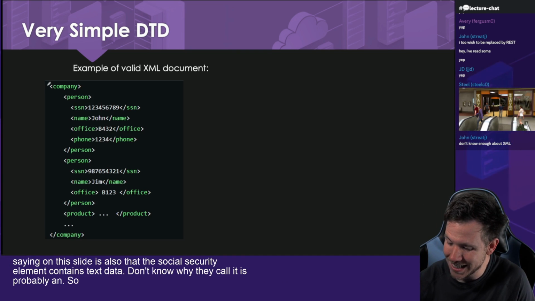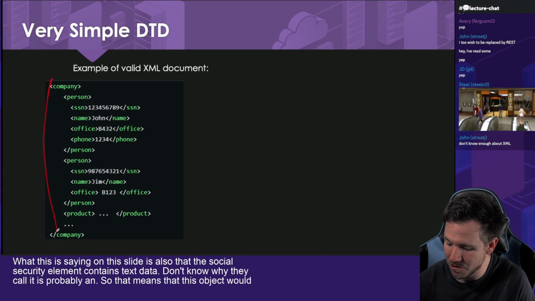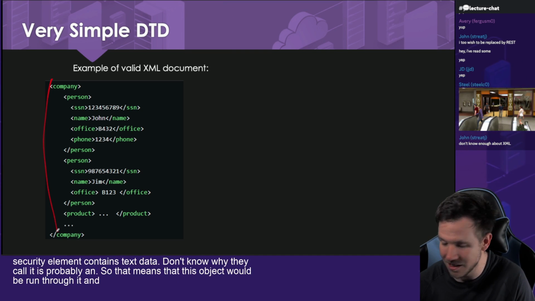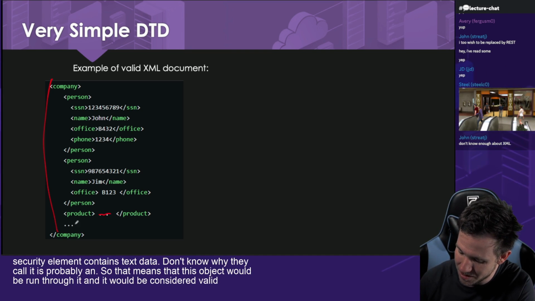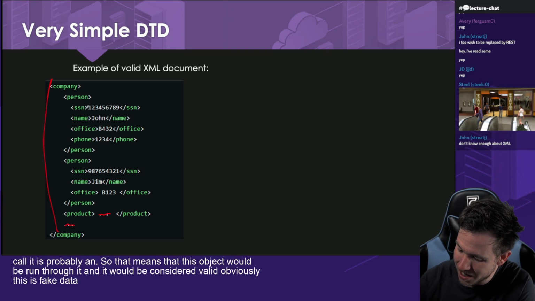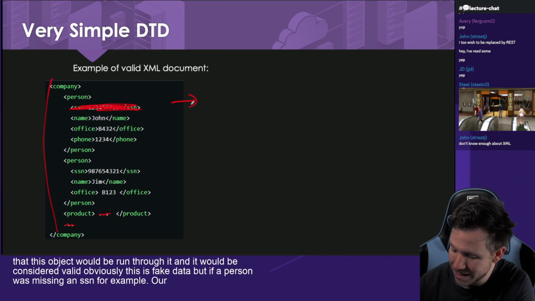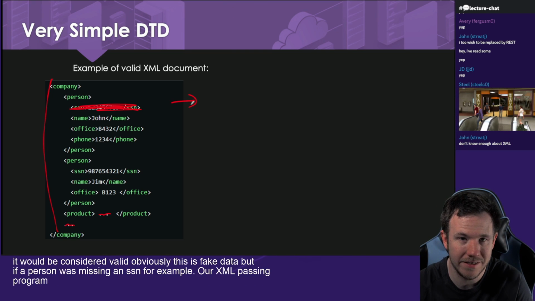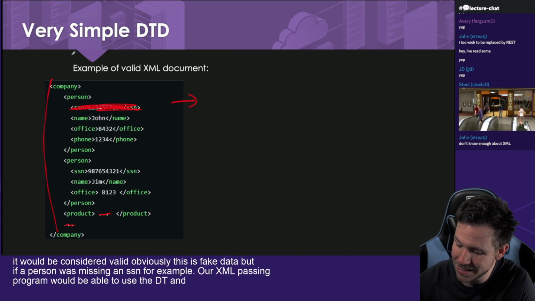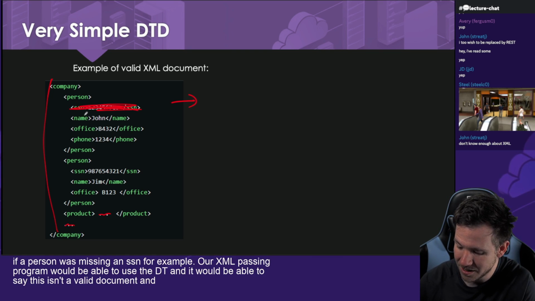So that means that this object would be run through it, and it would be considered valid. Obviously, this is fake data. But if a person was missing an SSN, for example, our XML parsing program would be able to use the DTD and say, this isn't a valid document and here's why.